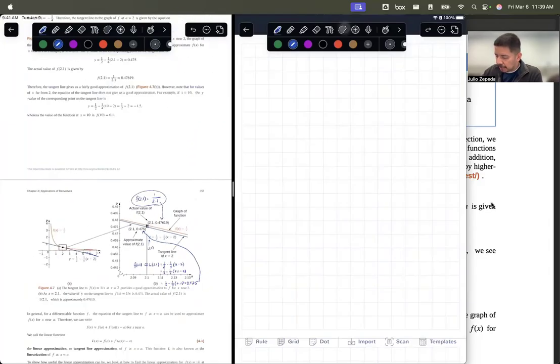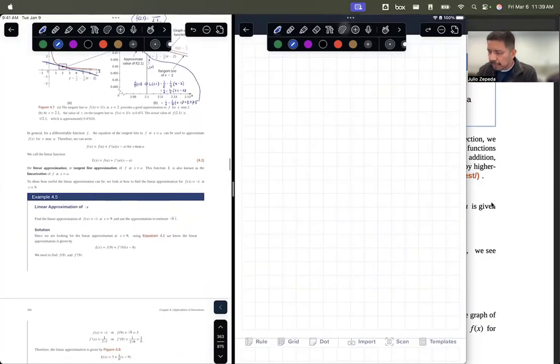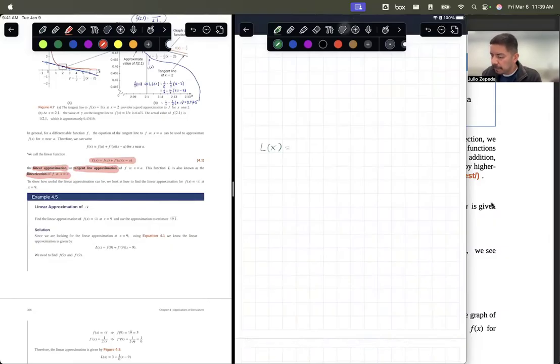Okay, so let's go ahead and take a look at an example. We'll just do the one that's here in the text. Let's write down the definition here for the tangent line approximation, or sometimes called the linear approximation or linearization of f at x equals a. It goes by a few different names. It is this here. L of x is equal to f of a plus f prime of a times x minus a.